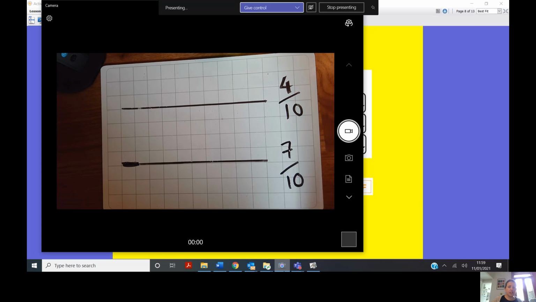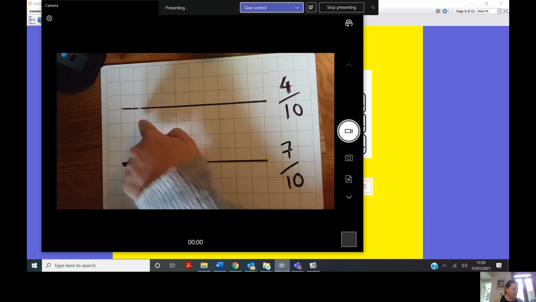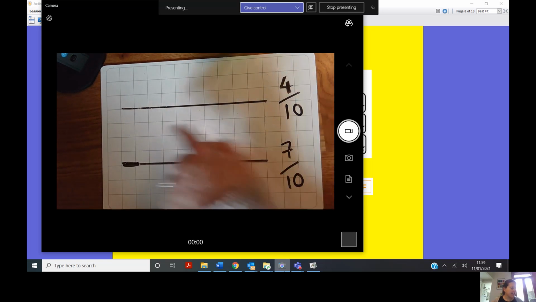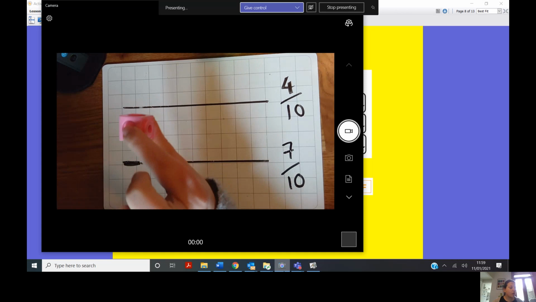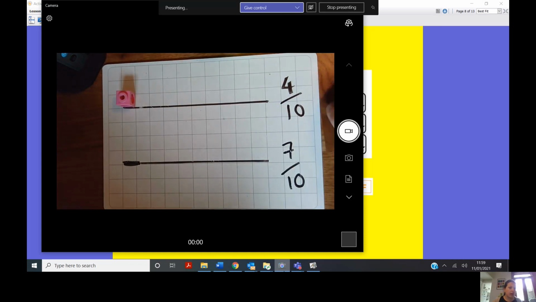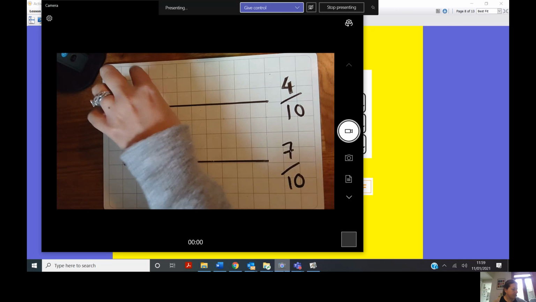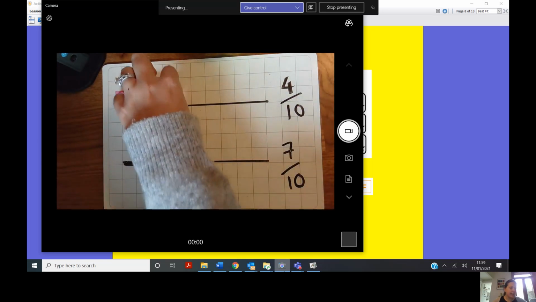So I'm going to use cubes to represent my fractions. So I want to show 4/10. My whole is my 10. This line has 10 squares. I'm going to represent 4 cubes. I'm going to use cubes to represent each tenth. 1/10, 2/10, 3/10, 4/10.